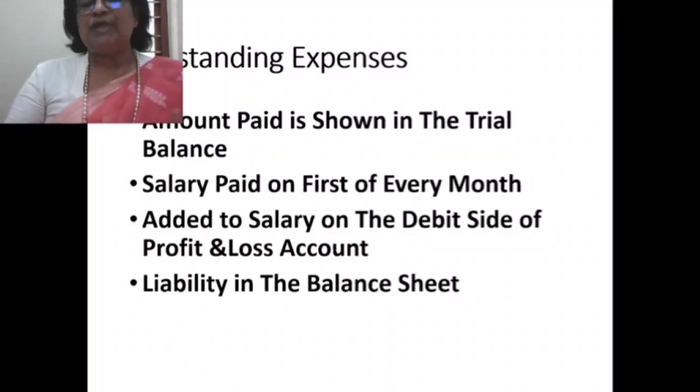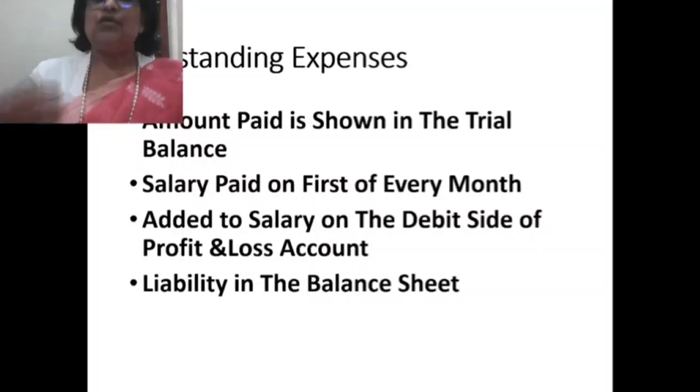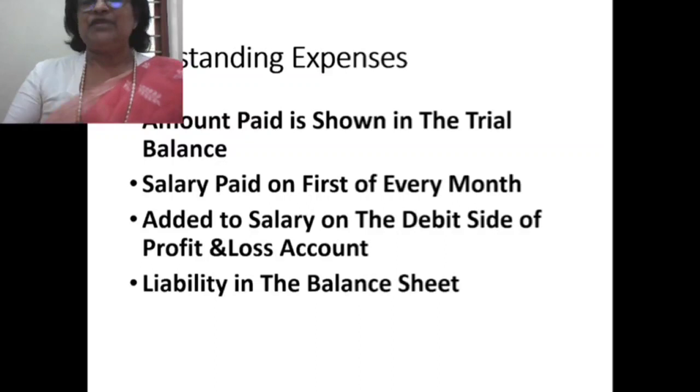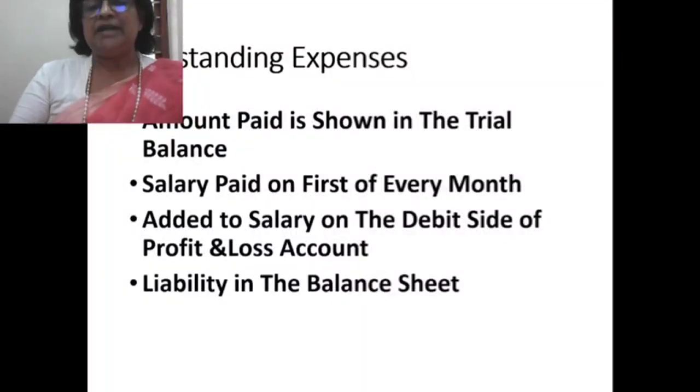Salary up to February is paid. That will come in the trial balance. But salary for March will come outside the trial balance. So what are the two adjustments? One is it is added to the concerned item. See, if it's wages, it will be added in the trading account. If it's salary, it will be added on the debit side of the profit and loss account.